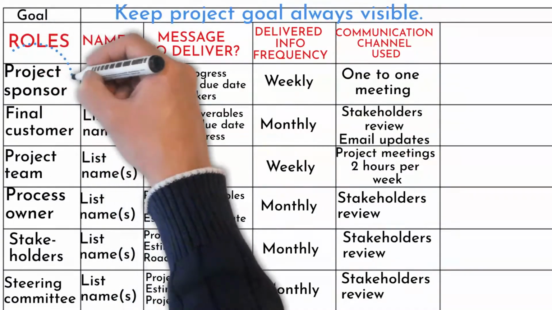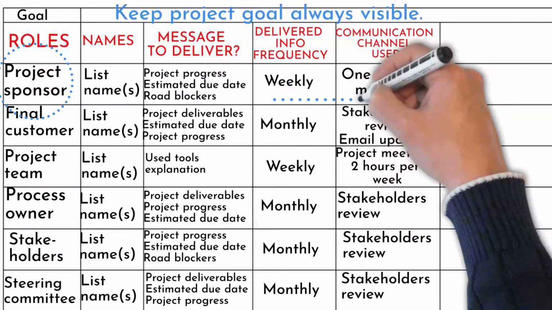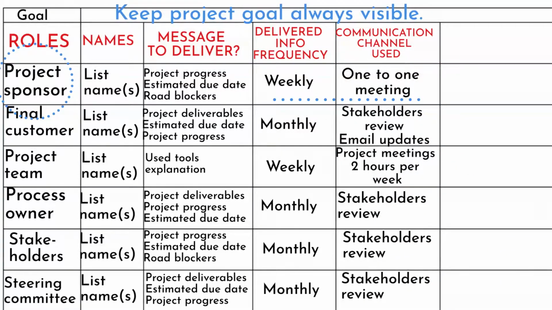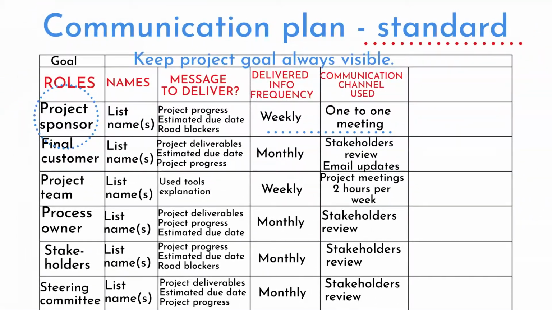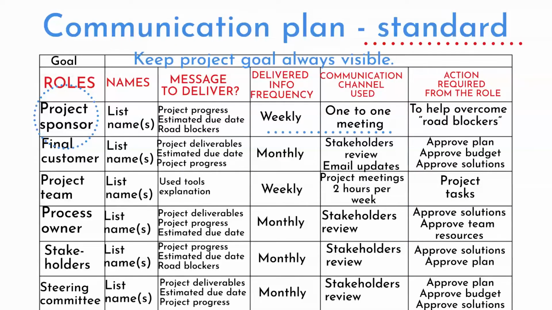The project sponsor is the key person supporting project progress, who helps to overcome roadblockers and problems the project team is facing. I suggest weekly one-to-one 15 minute updates. This is my standard communication plan for each role with important message, frequency and channel used. There might also be some actions you will require from each role. Listed here too.